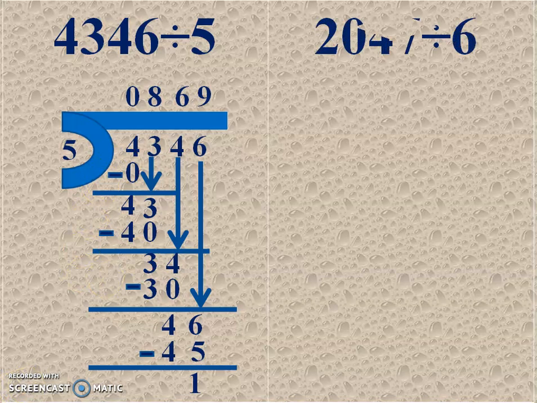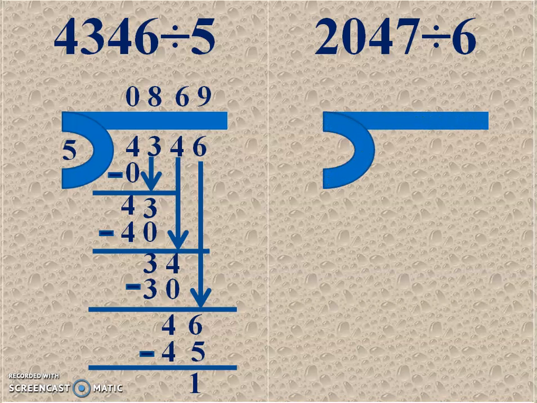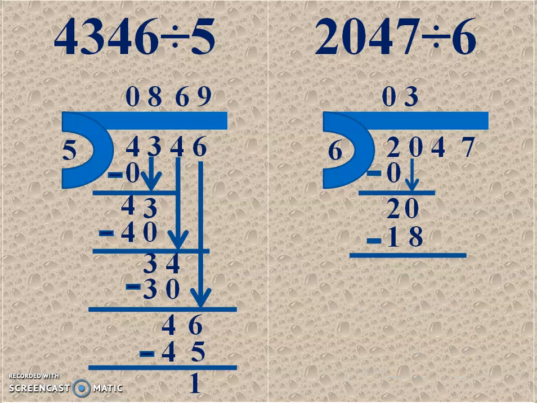Now it's the turn for the next example. 2047 divided by 6. First of all, we change its format and we put divisor and dividend in their places. Once again, you can see 2 is smaller than 6, which is not divided. So we divide it by 0. 6 zeros are 0. 2 minus 0 gives us 2. Then we bring 0 down. Then we get that 6 3s are 18. And when we subtract 18 from 20, we get 2.